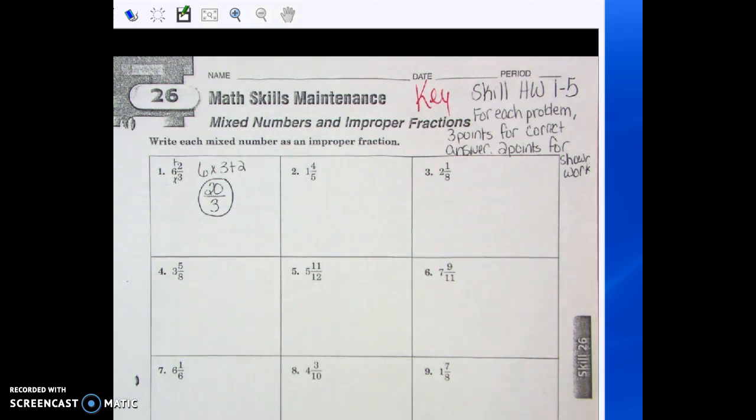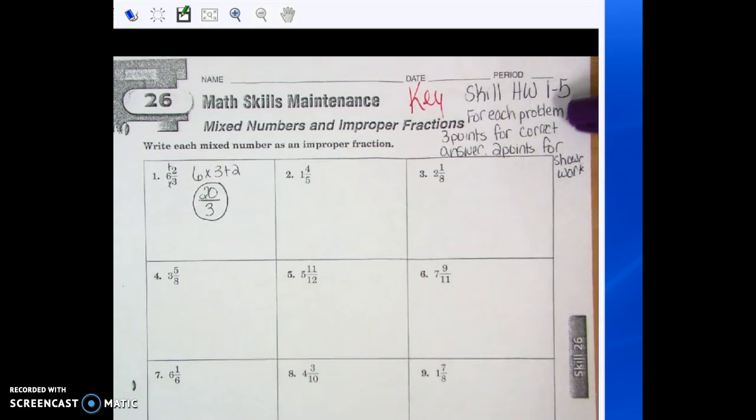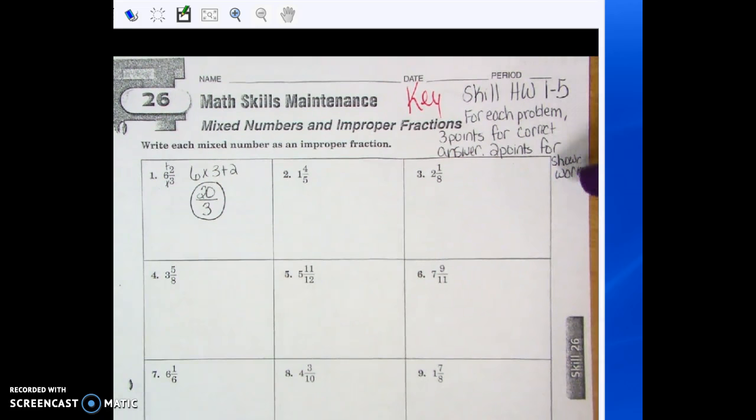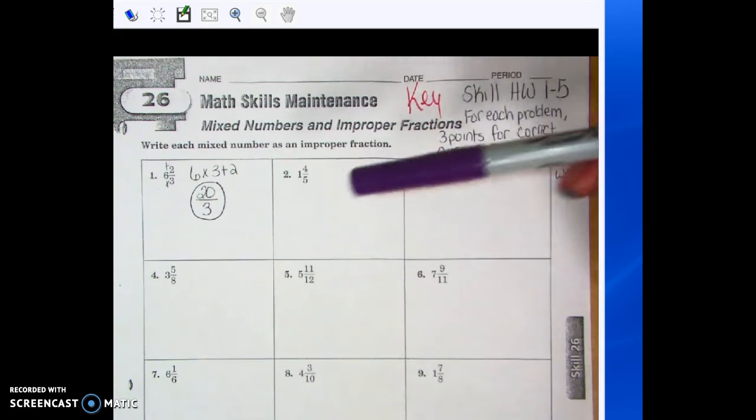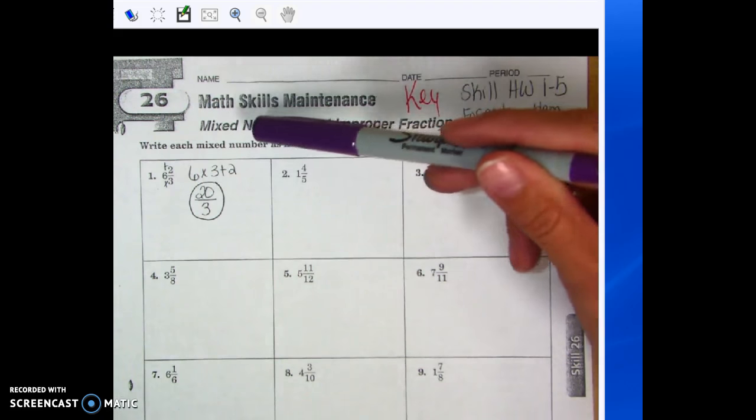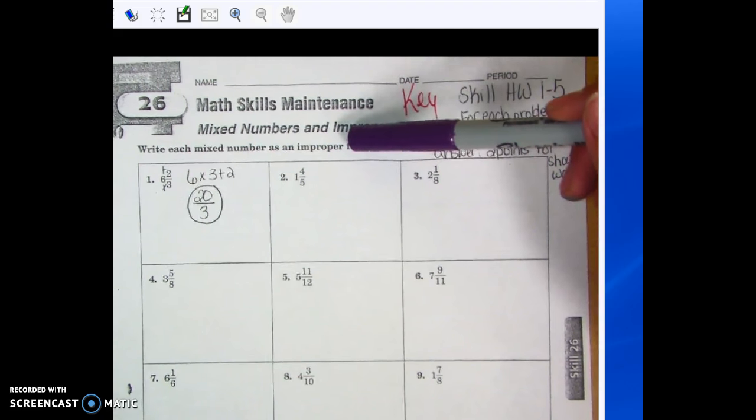All right, this is skills homework 1-5. Don't forget that for each problem, it's 3 points for the correct answer and 2 points for showing your work. All right, on this, we are changing the mixed numbers to improper fractions.